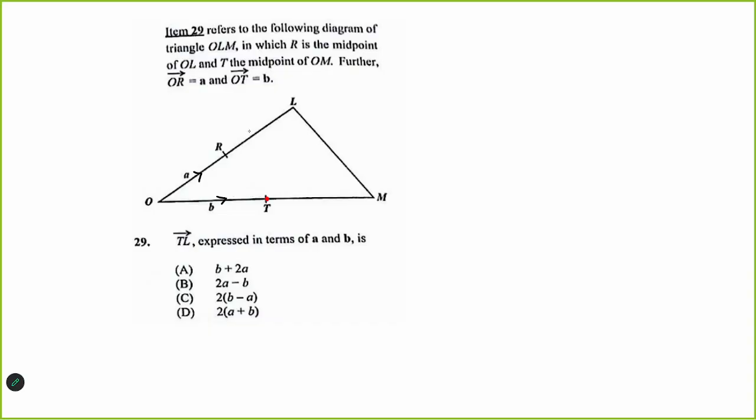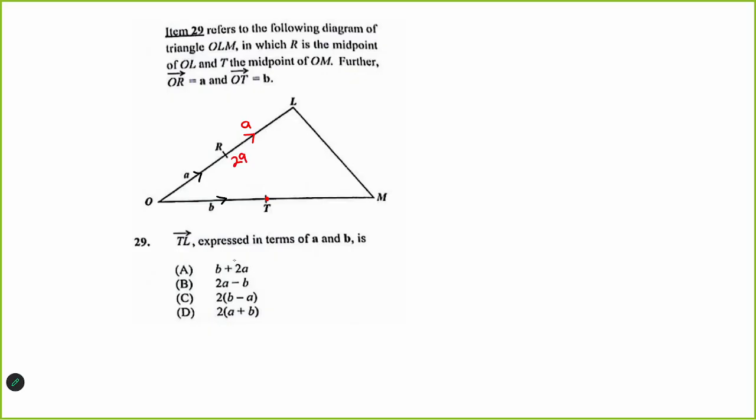So here, because R is your midpoint, I know R to L would be the same thing as O to R, so this would be vector A, right? So what we know is from O to L would be O to R, which is A, and R to L, which is also A. So this whole entire thing is 2A.